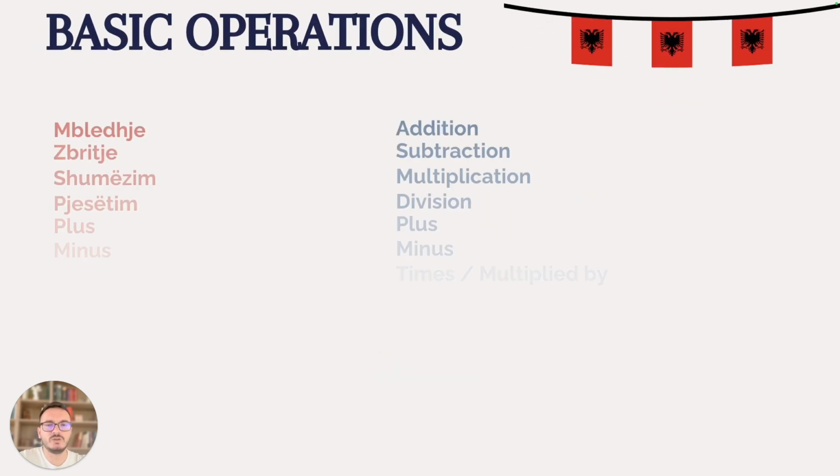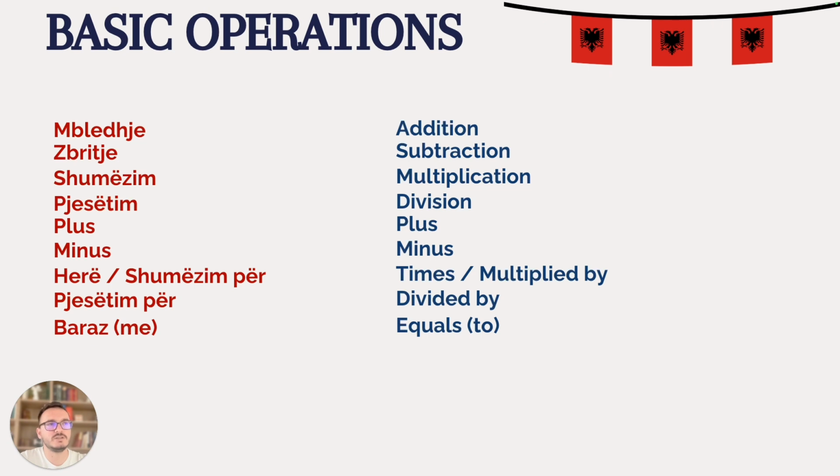Now, let's start with the basic operations. These are the most important words. Mbledhje, addition. Mbledhje, it literally means gathering. Zbritje, subtraction. Zbritje. Shumëzim, multiplication. Shumëzim. Pjestim, division. Pjestim.